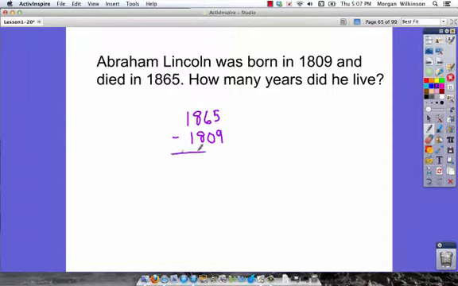When we go through this subtraction to find our difference, remember we're using the minuend minus the subtrahend gives us a difference. We're going to borrow from the 6 to get a 5. We've got 15. 15 minus 9, that's 6. 5 minus 0 is 5, and 18 minus 18 is 0. So we get 56. Abraham Lincoln only lived for 56 years. He had 56 really productive years, though, but he was not that old when he was assassinated.